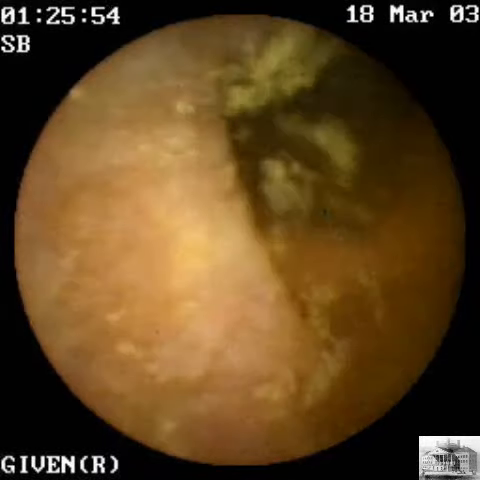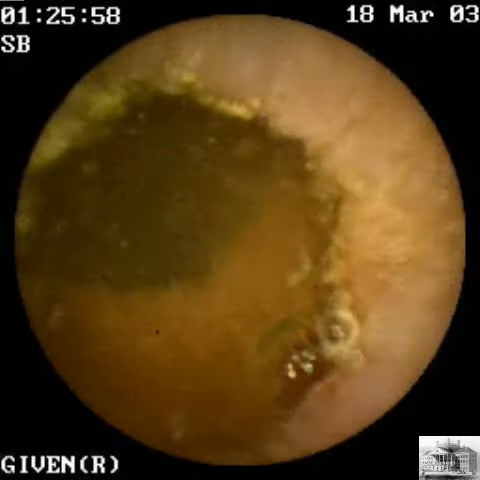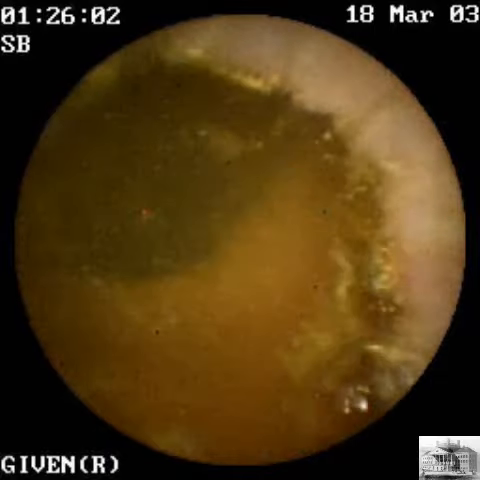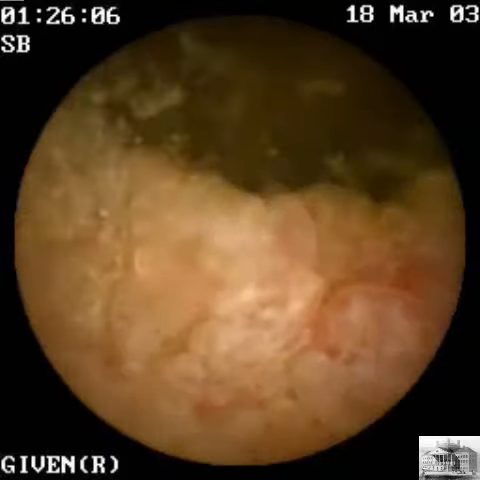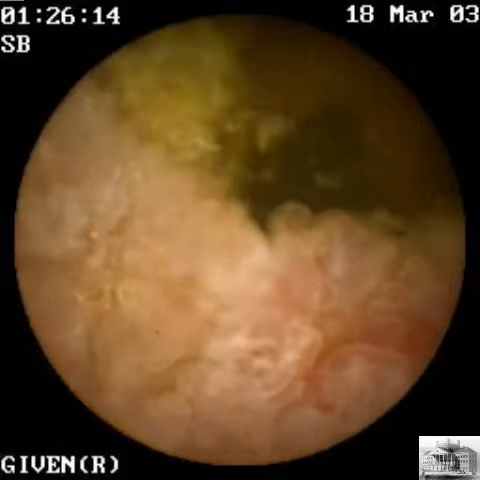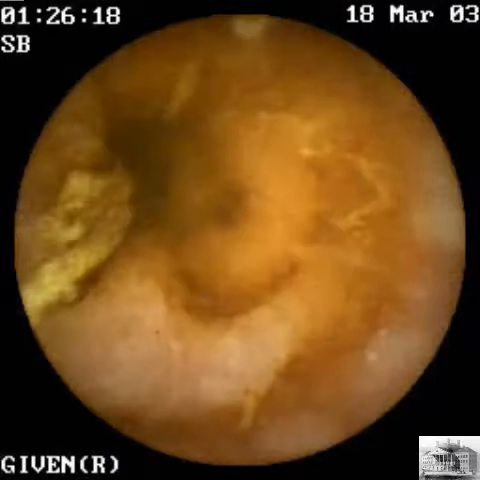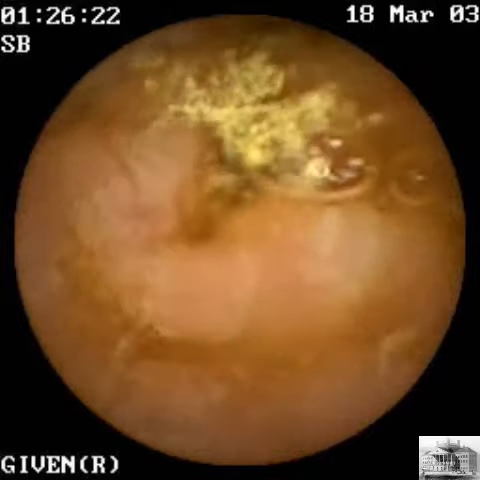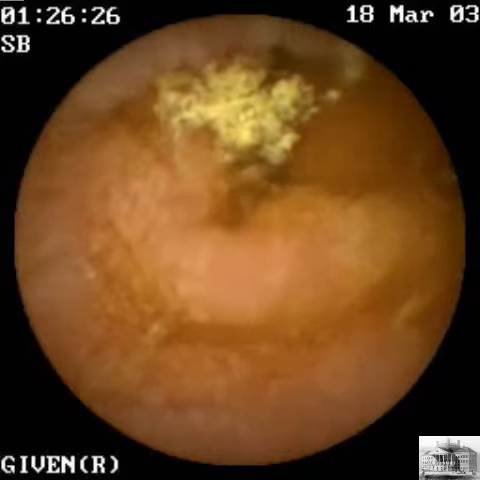This 61-year-old female received an allogenic stem cell transplant for recurrent non-Hodgkin's lymphoma 6 months previously and was referred now for recurrent gastrointestinal blood loss, diarrhea, abdominal pain, and weight loss.